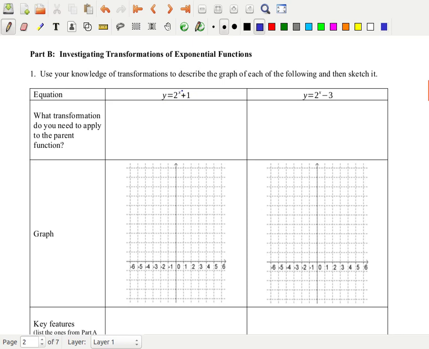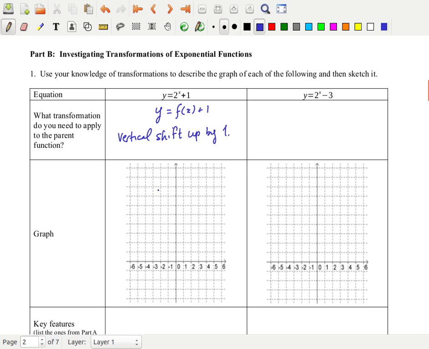So if we keep in mind that 2 to the x is the parent function in this case, then what we're really saying is we've got the parent function plus 1. That's what we're doing here. We're transforming the parent function. Well, what is that transformation? That is a vertical shift up by 1.